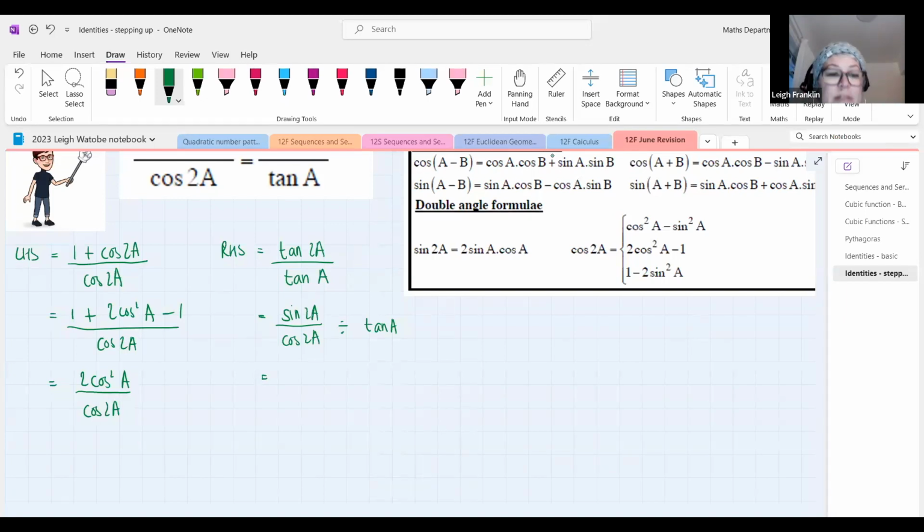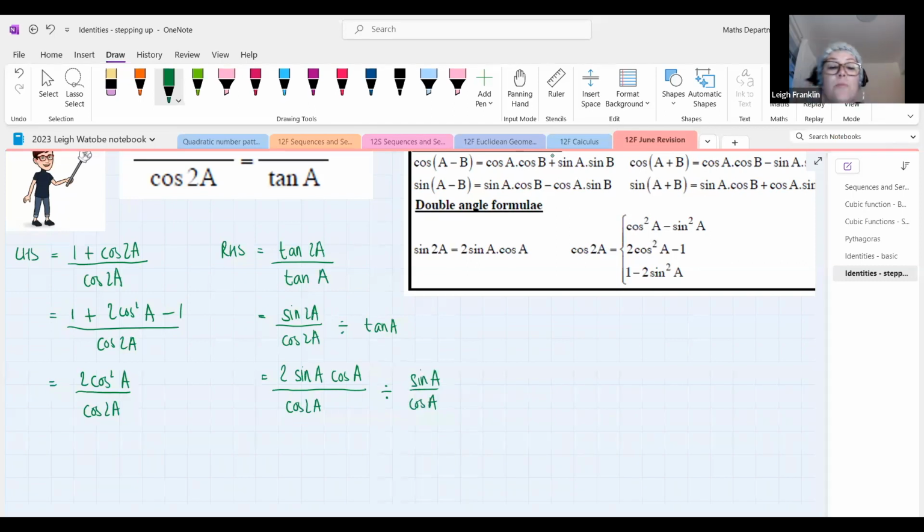Which I'll do in my next step. So sine 2a I can only write as 2 sine a cos a. Because I have a cos 2a in the denominator over here, I'm not going to do anything with this cos 2a. I'm going to leave it as cos 2a for the minute. So tan a is sine a over cos a.